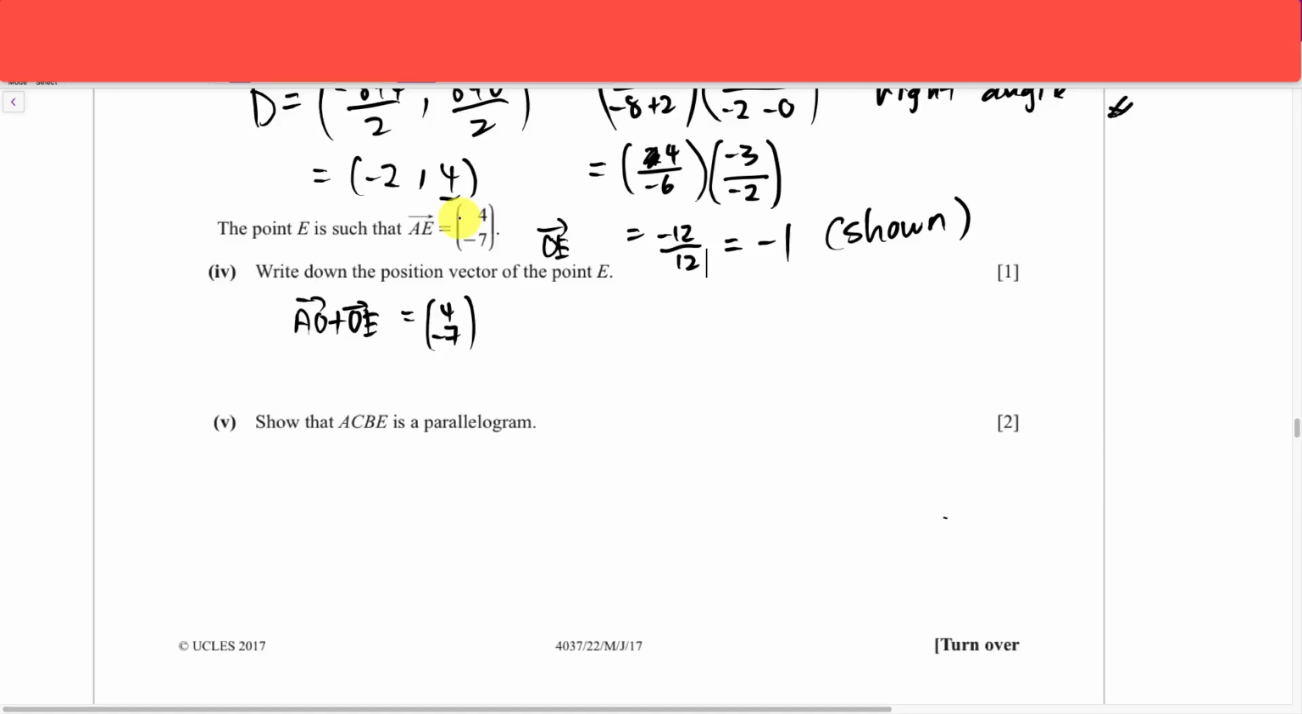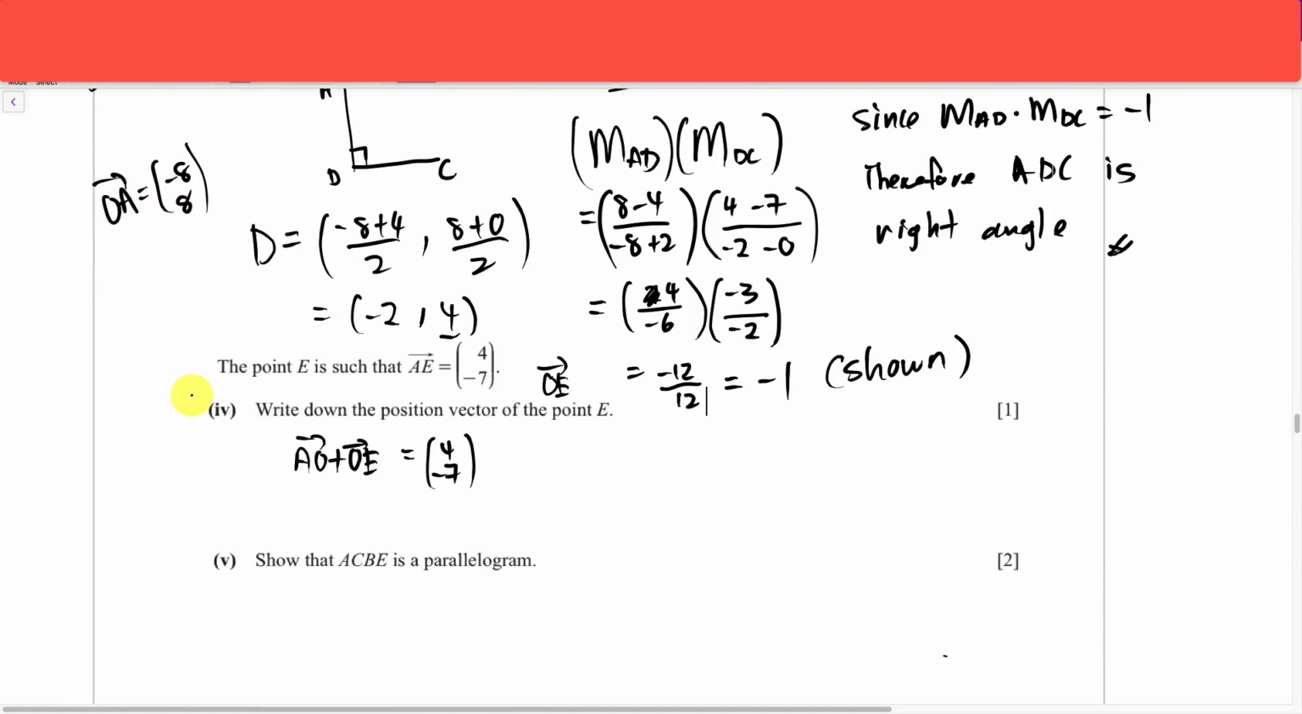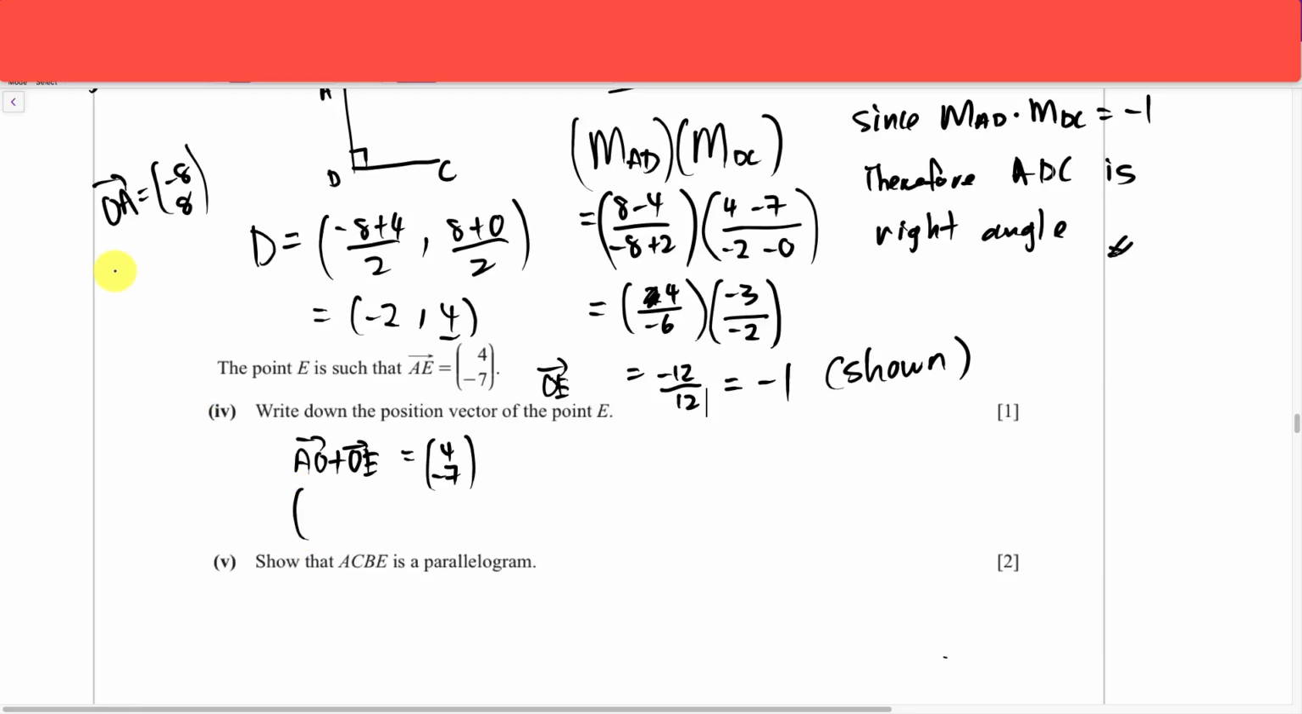So coordinate A is basically negative 8, 8. So I know OA is the coordinate A. It will be negative 8, 8. It must start with the O, right? So if you want to write the coordinate A into here, because this is position vector of A, therefore you know AO and OA is not the same, right? You should add a negative for it, because AO will equal to negative OA. So you will get 8, negative 8. Alright, so I hope you get it.